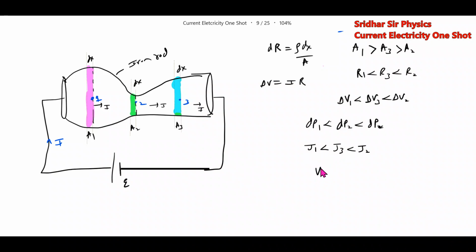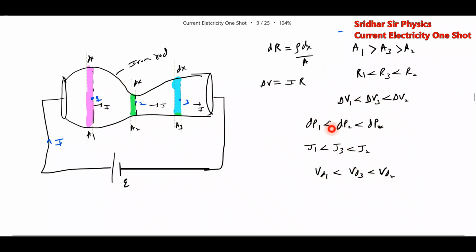Then the speed and current density are directly proportional. So VD3 less than VD2. So here the electrons will have less speed. Where will they have more speed? At this point, the electrons will have more speed than at this point.